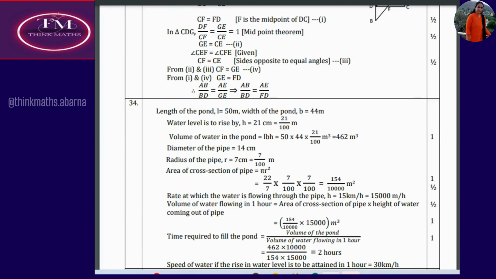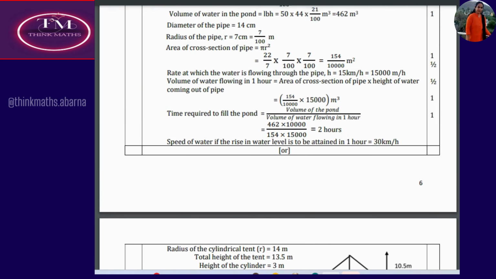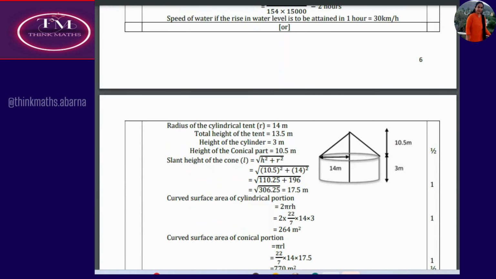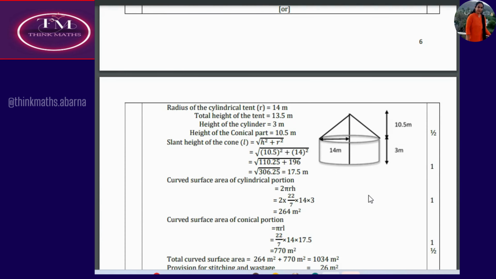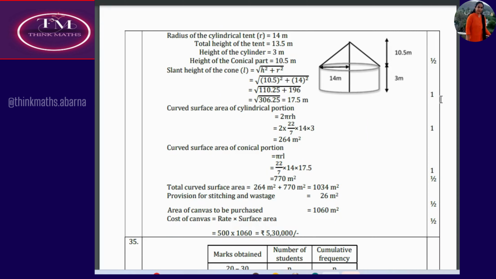Next, 34th question, in the same way its marking scheme is as follows. Just look into the marking scheme and write the solution in a proper way. So these are the marking scheme for 34th problem, and you have a choice in 34th problem. So it is the 10th problem. So its marking scheme is as follows.